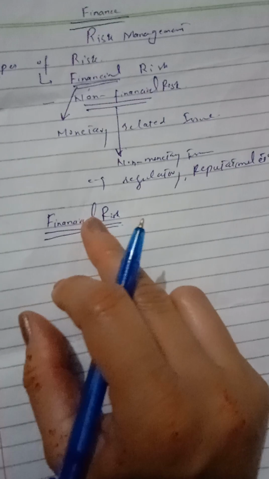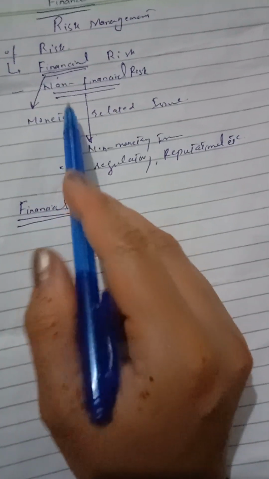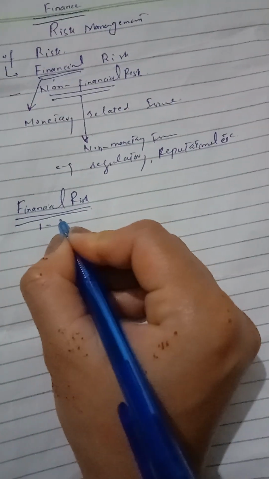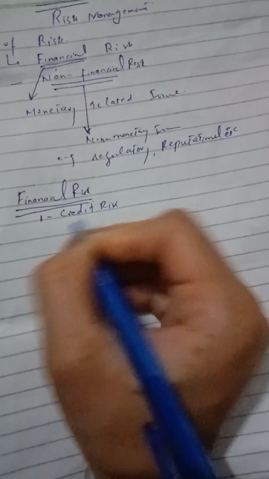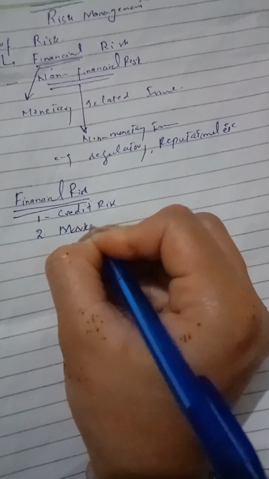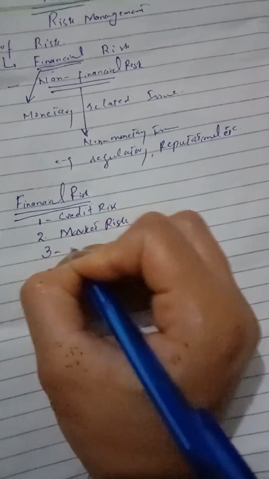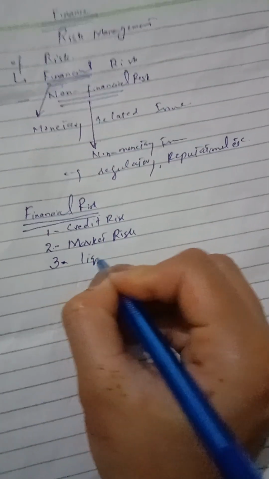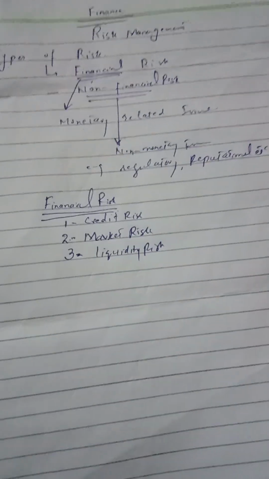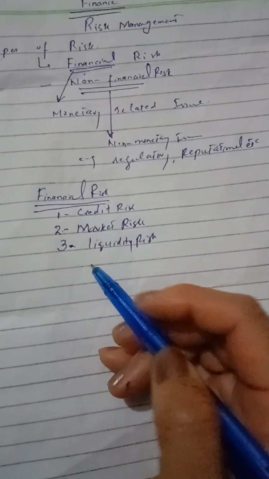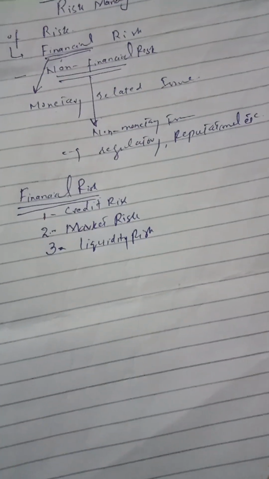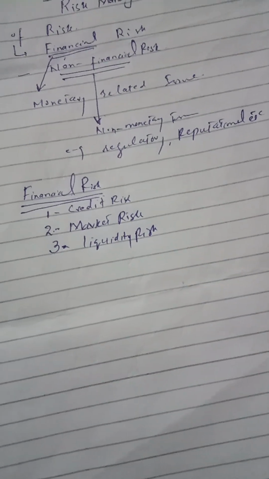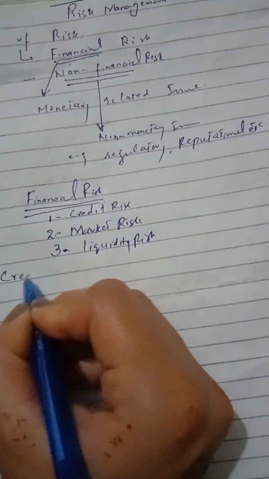There are some types of financial risk. As you know, these are related to monetary issues. The types of financial risk include credit risk, market risk, and number three, liquidity risk. Basically, these are three types of financial risk that a company or business encounters while running their business. First, we will discuss credit risk.